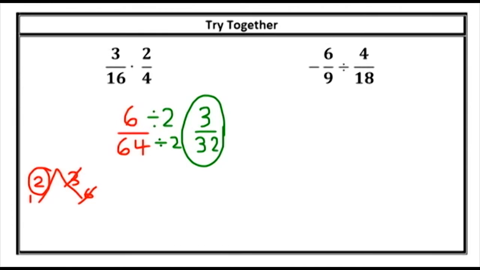If the negative is out front, assume it's going in the numerator. It's easier just assuming that it goes in the numerator. Value-wise, I did not change anything. I just assumed that instead of the whole value being negative, I have negative 6 divided by positive 9, which would give me a negative answer. Keep it, change it to multiplication, flip it to the reciprocal.